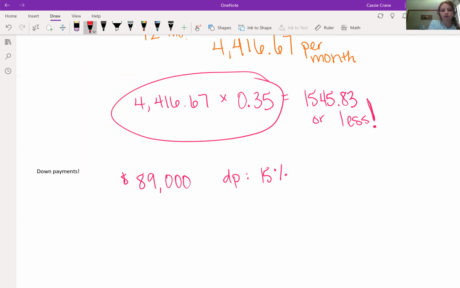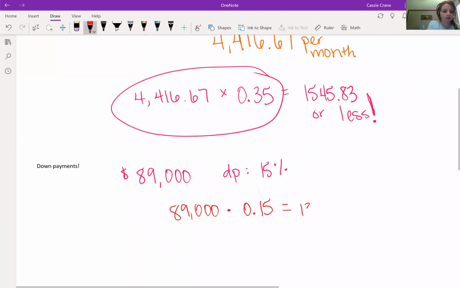We're going to take the price of the home, $89,000, and multiply it by the percentage of our down payment that we want to put, which would be 0.15 when we write it as a decimal. We just multiply those. As long as I've put that in decimal form, I'm going to get $13,350, which means I need to put that much down before I take out a loan for the rest.